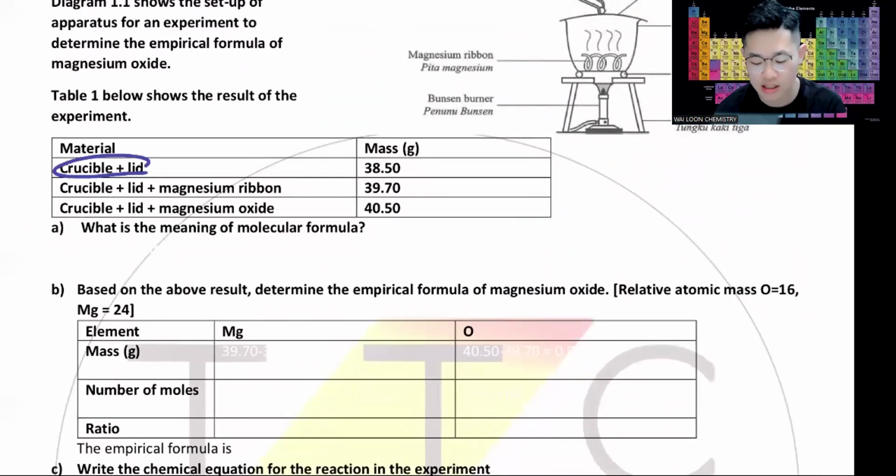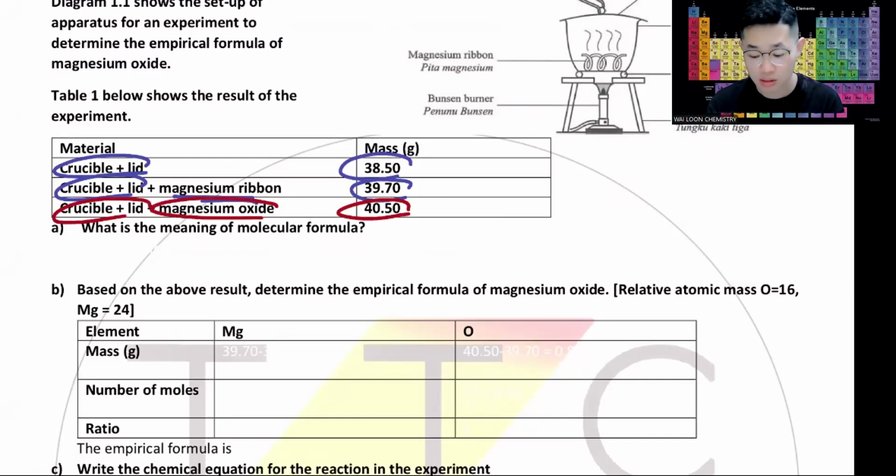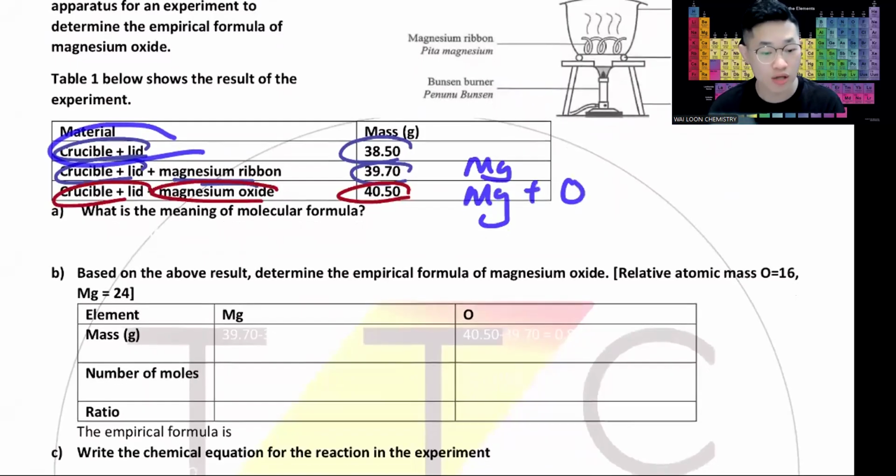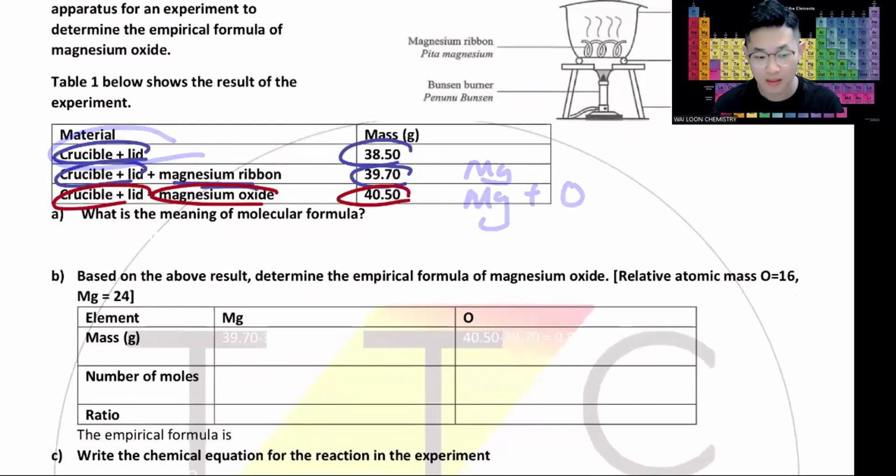Crucible and the lid is 38.5 gram. Crucible lid plus magnesium ribbon is 39.7 gram. Heavier because I put in magnesium already. And finally, crucible lid plus magnesium oxide, I get 40.5 gram. Heavier again because, okay, this one was just the crucible and lid itself, and then this one added Mg, and then there's Mg and the oxygen together, heaviest.